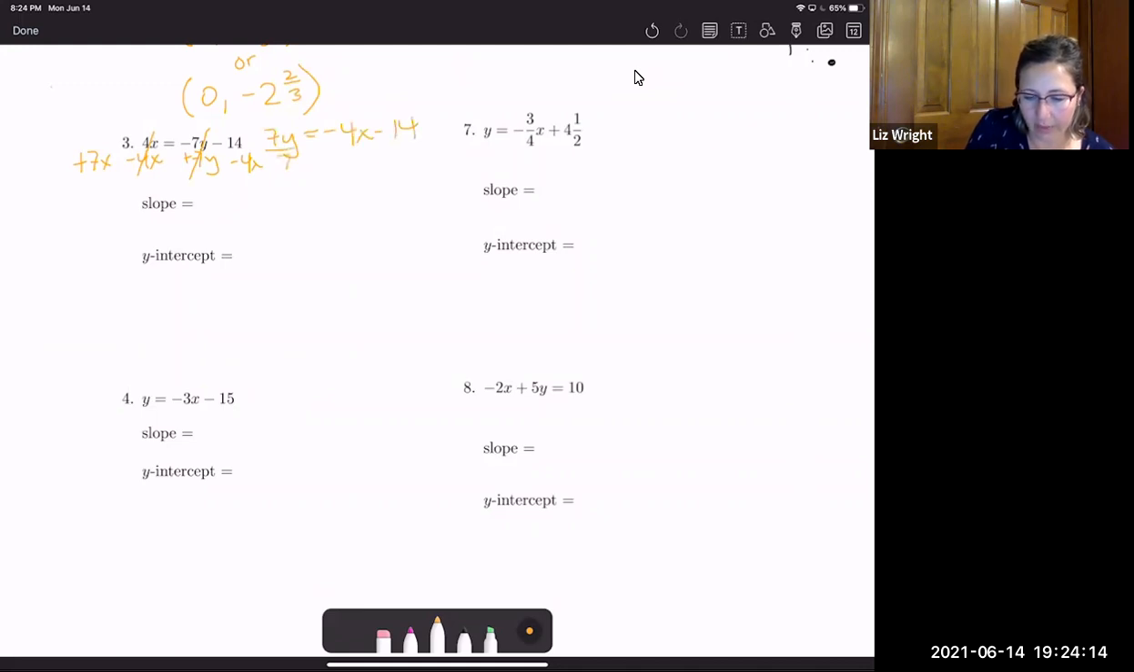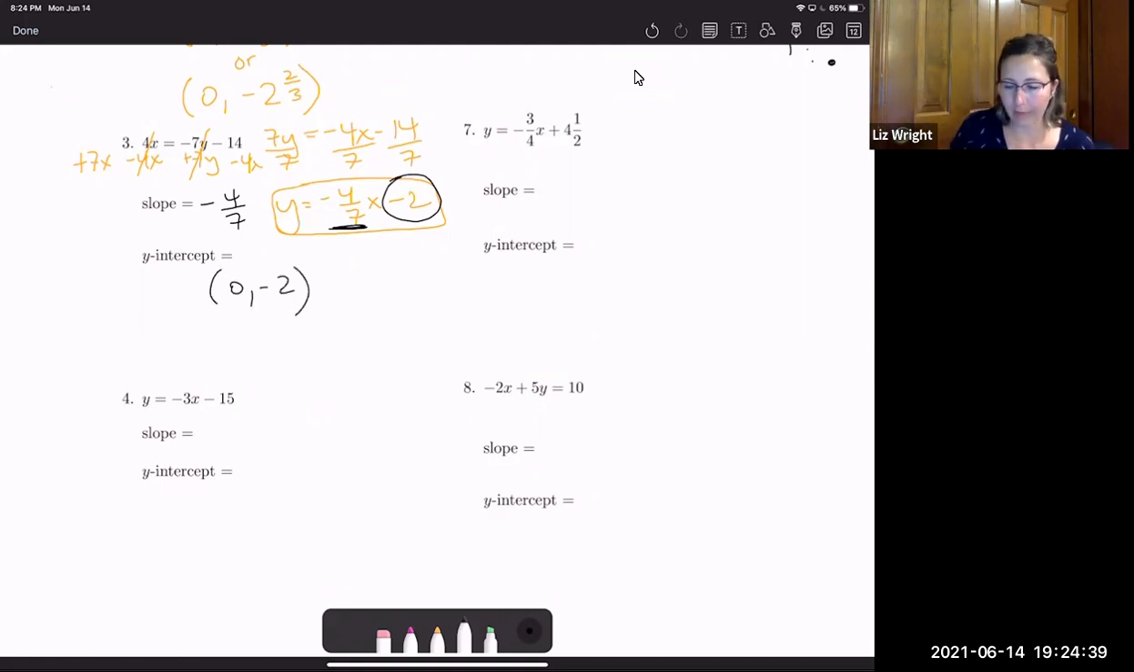I'm going to divide everything by 7. So then I'm getting y equals -4/7 x minus 2. So here's my equation. My slope is this -4/7. And then here's my y-intercept. And it should be at (0, -2). Number 7 is perfect. It's already in my slope-intercept form.